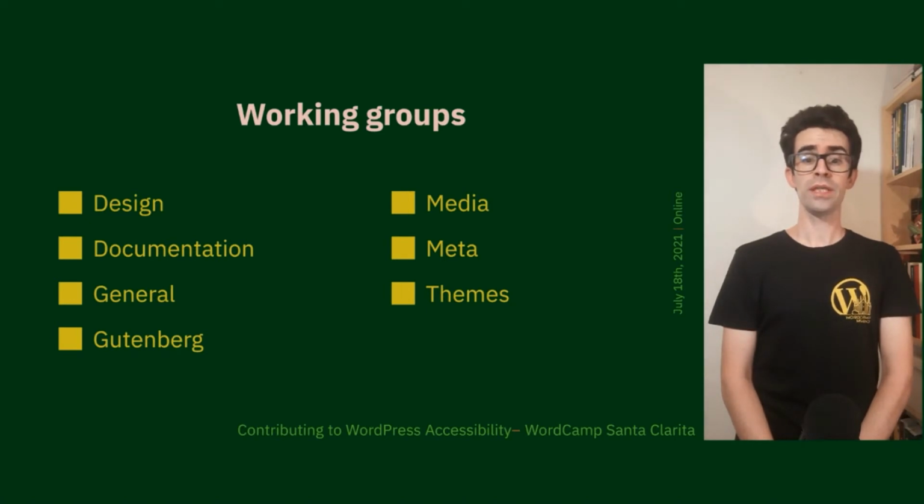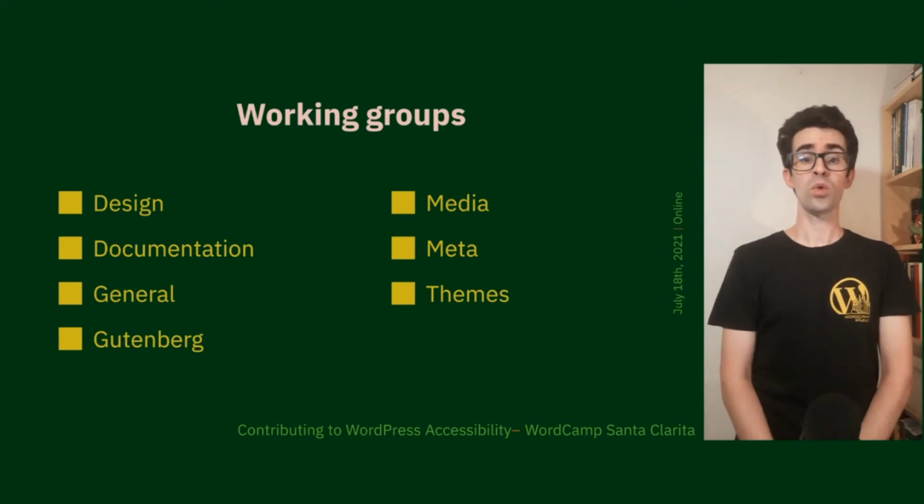The Documentation Working Group is in charge of improving the team's documentation, which is formed by the Accessibility Team Handbook, the Accessibility Coding Standards, and the Pattern Library, a collection of good and bad practices which should be respectively followed and avoided when designing and implementing WordPress interfaces. This is one of the most active working groups, and they have been working hard in the last few months to update all the documentation to reflect the switch from WCAG version 2.0 to WCAG version 2.1.